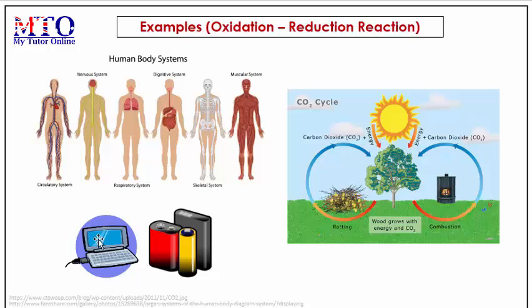Have you ever seen your gadgets like the laptop, batteries, wristwatches, calculator? All these gadgets also involve chemical processes where there is transfer of electrons. So they also fall in the category of oxidation reduction reactions.